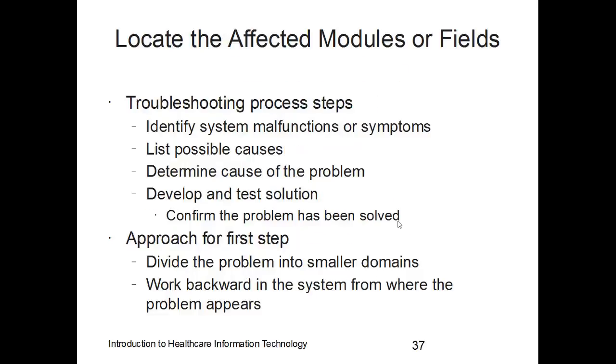When it comes to the troubleshooting process, you need to locate the affected modules or the affected fields. You need to be able to identify the system malfunctions or list their possible causes, determine the cause of the problem, and then develop and test the solution. And finally confirm that the problem has been solved. The approach for the first step is to divide the problem into smaller domains, and then work backward in the system from where the problem appears. So once you figure out what's wrong, how could it have gotten to that point when things went wrong? That's why you work backwards.